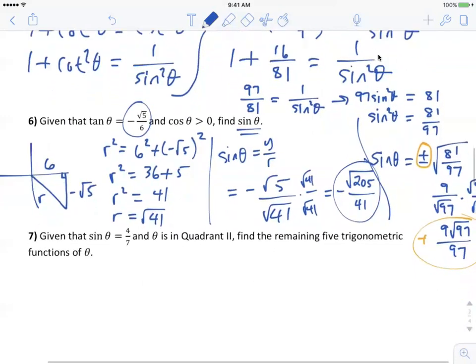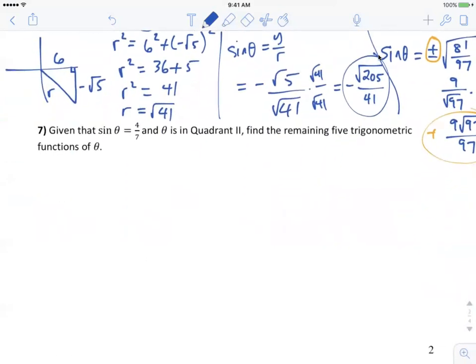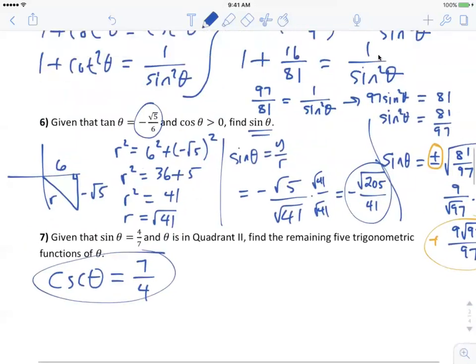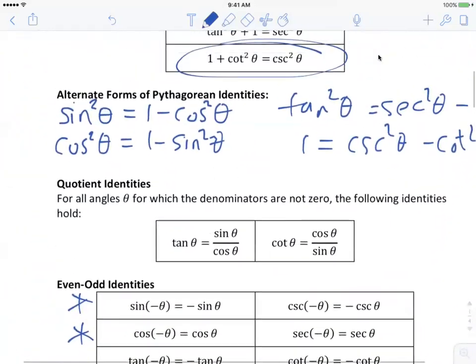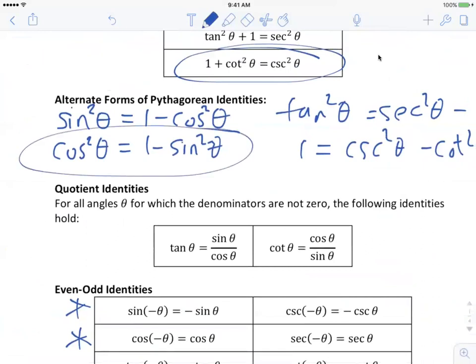For this last one, if we know sine and want to find the other remaining trig functions, let's go back to the identity way, which is really what they want you to do here. We got to knock them all out. Once you know sine, cosecant comes pretty automatic, because you just flip it over. Done, got one.